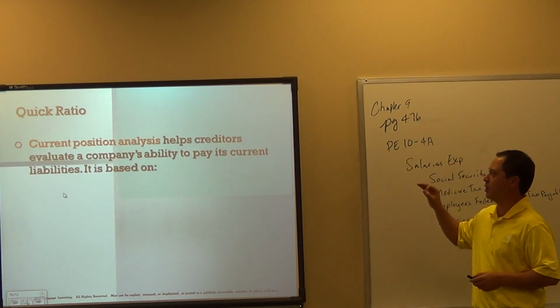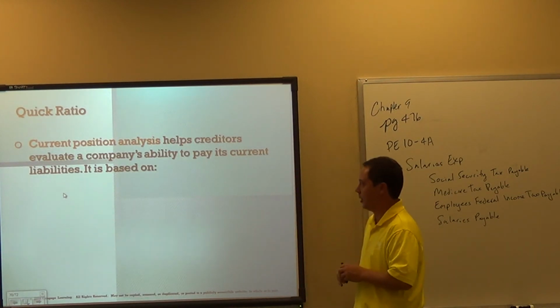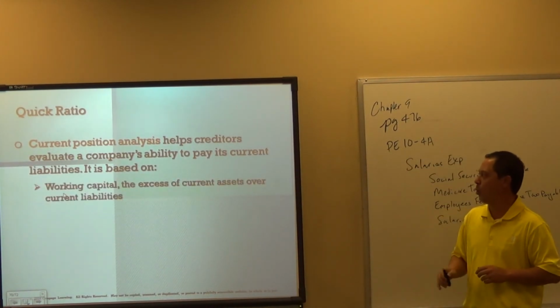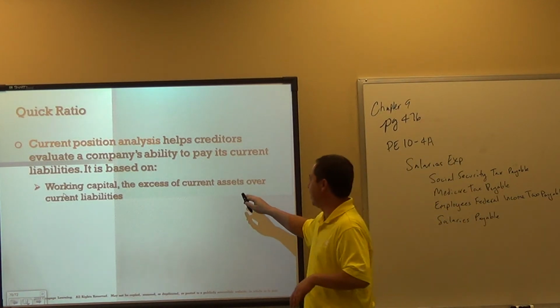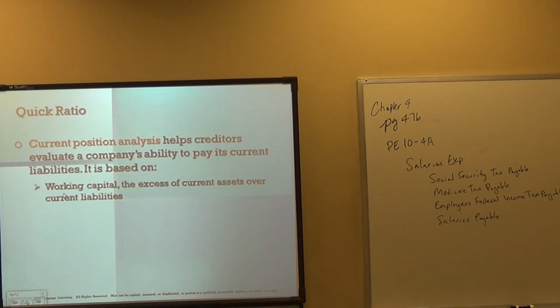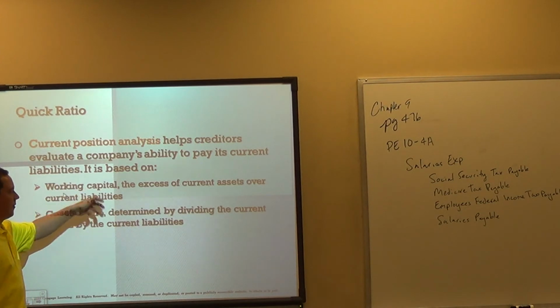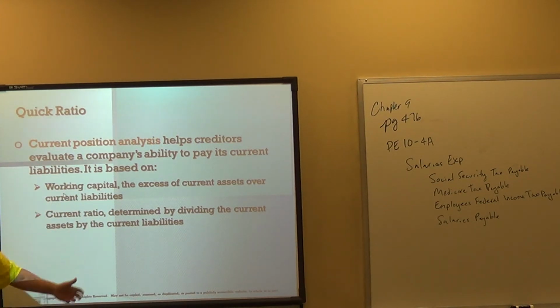So our current position analysis helps creditors evaluate a company's ability to pay its current liabilities. And so it's based on working capital, the excess of the current assets over current liabilities, right? We looked at that in chapters, I think it was 1 and 2, somewhere in that area. And the current ratio is determined by dividing the current assets by the current liabilities, which I just said. So that's what that is.